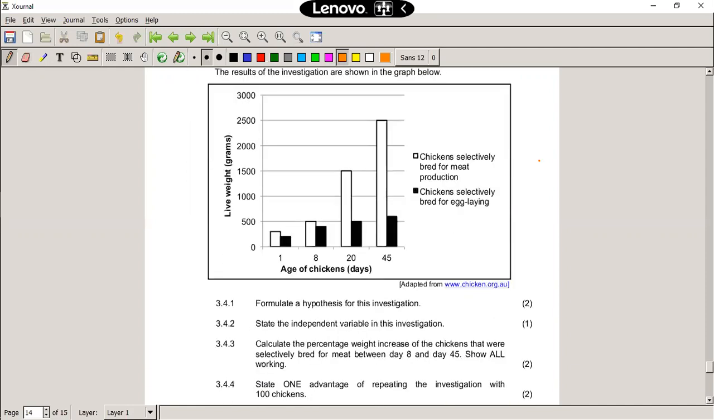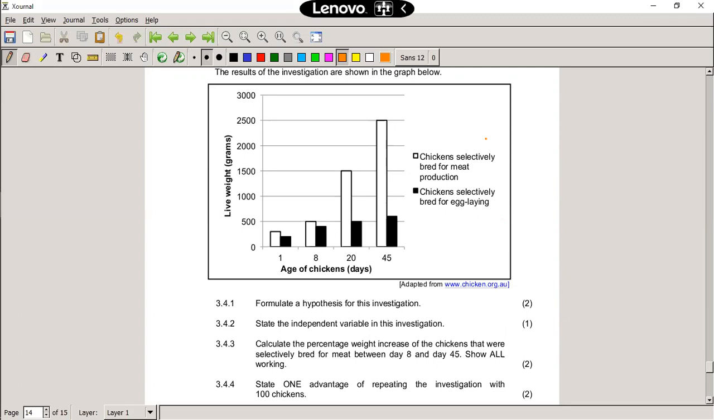And they show the results. If you take a look at the weight of the chicken, you can see chickens that are selectively bred for meat picked up a lot of weight very quickly. But those that were selected to lay eggs, of course, we don't worry about whether they're big chickens. They just need to lay eggs. And so you can see that they didn't grow as quickly. Okay, then it says formulate a hypothesis for this investigation.